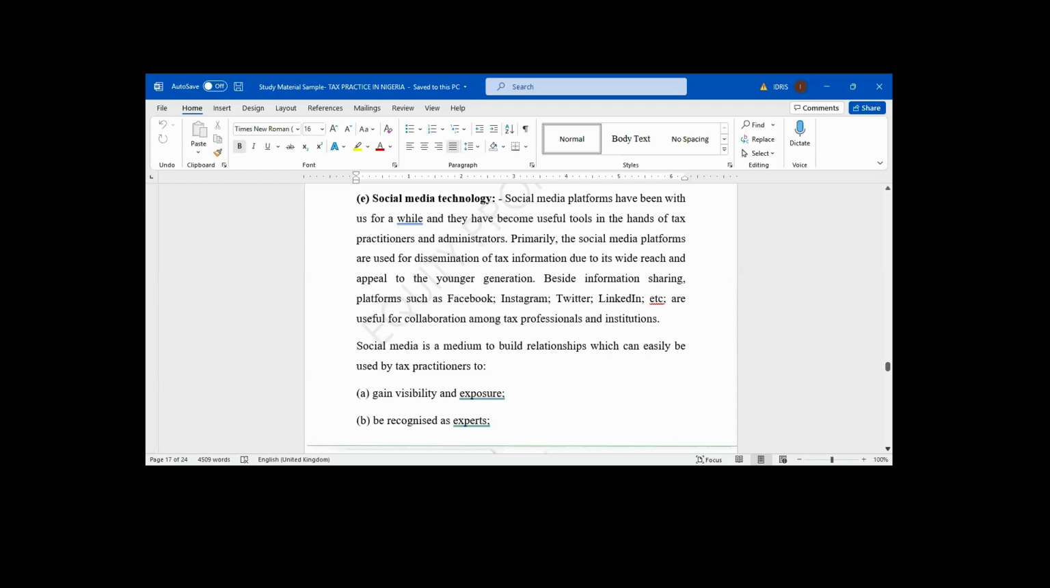That means they don't need to pay before they can pass information. They don't need to announce in the newspaper. Social media will help them to disseminate, pass tax information to wide reach, to reach so many people.